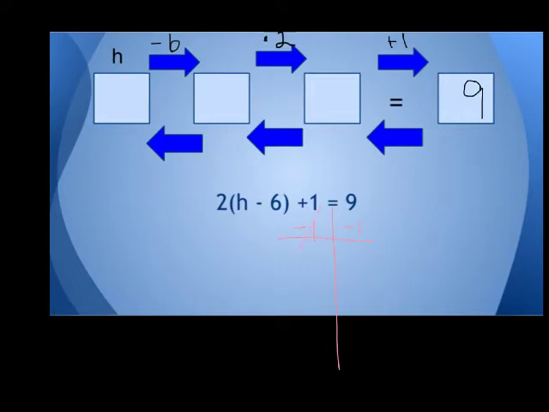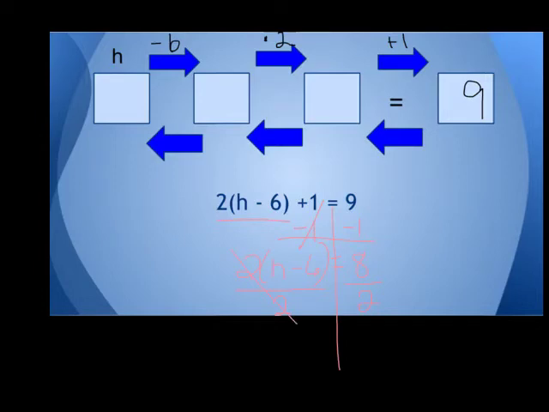Plus 1 minus 1 cancels. 9 minus 1 is 8. And we bring down all of what's left of the equation. 2 times the quantity h minus 6 equals 8. Now, what's the next step that we are going to undo? We undid this. The next step we need to undo is times 2. How do you undo times 2? By dividing by 2.